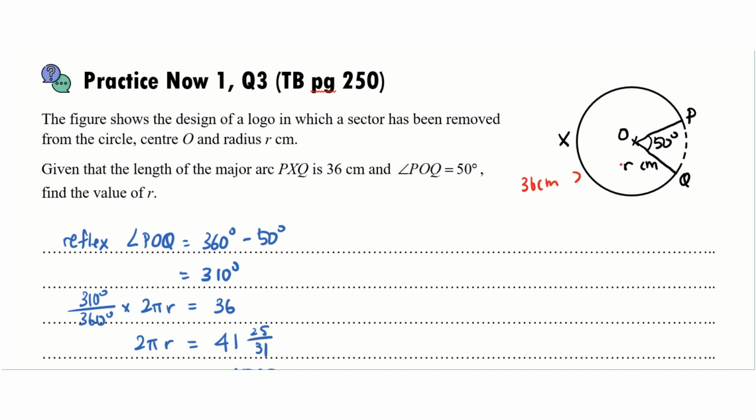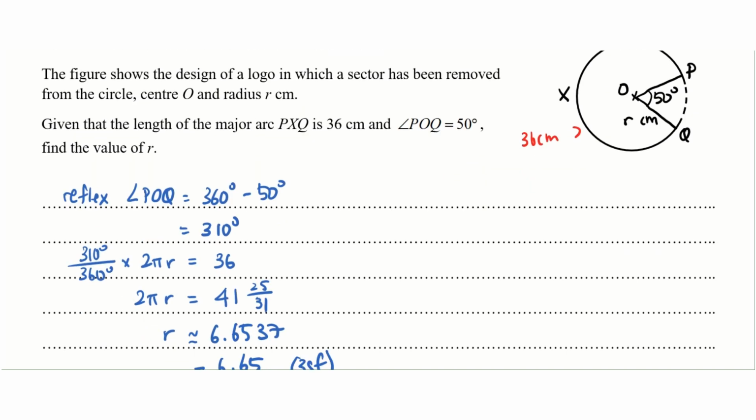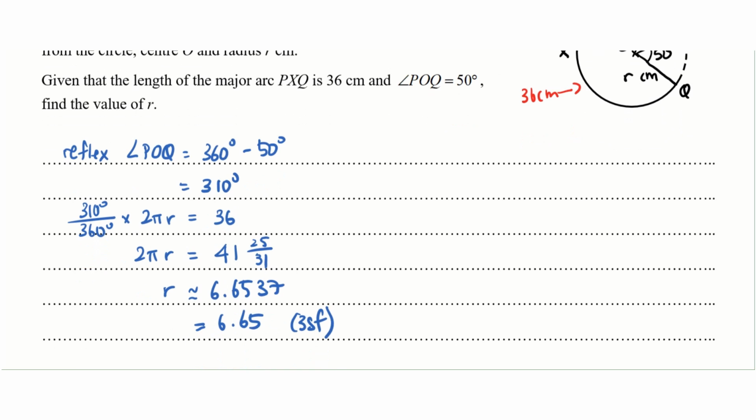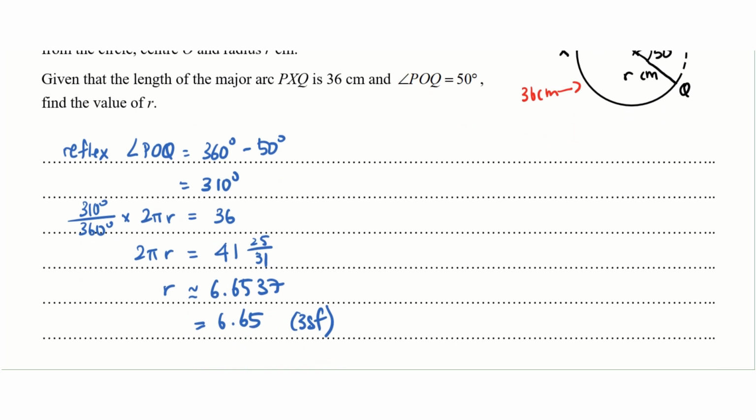So what we need to do is to first find out the reflex angle POQ, and that will be 310 degrees. Then we form an equation using the arc length formula and equate it to 36 cm, which is the arc length of the major arc PXQ. We then simplify and get the value for R to be 6.65.